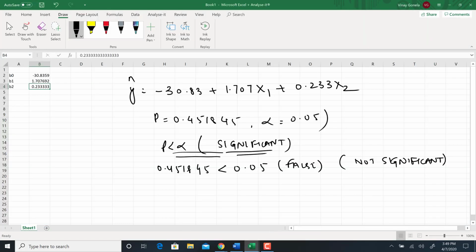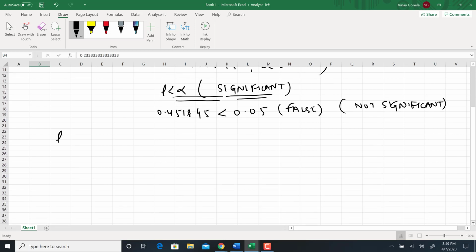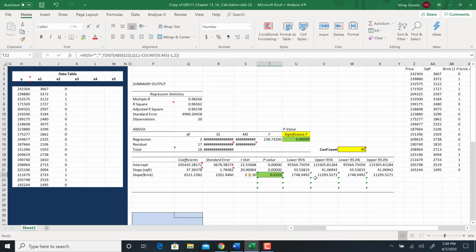So again I am looking for the brick p-value and looking for a p-value less than alpha, then the factor is significant, otherwise it's not significant. So alpha is given as 0.05. What is the p-value? The p-value we got here is, again I can highlight it with a different color, maybe blue, 0.0103.